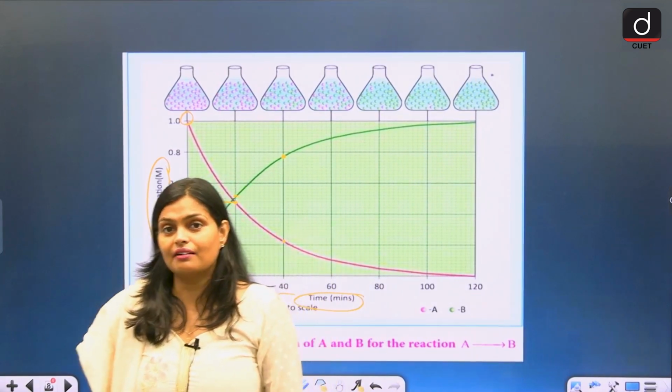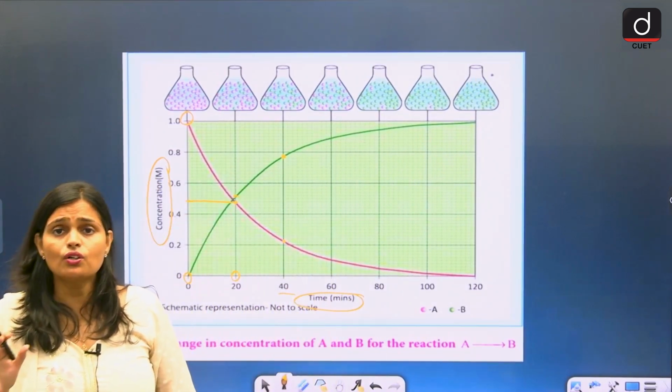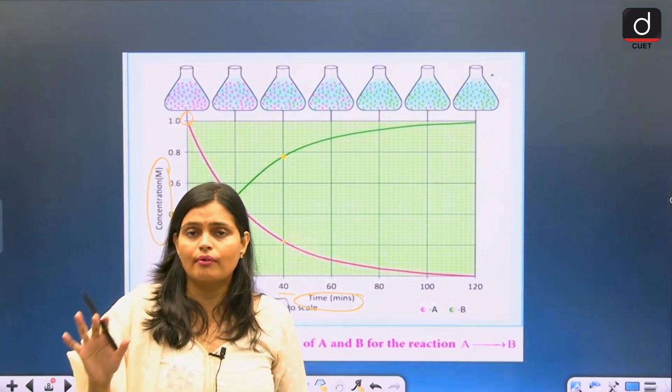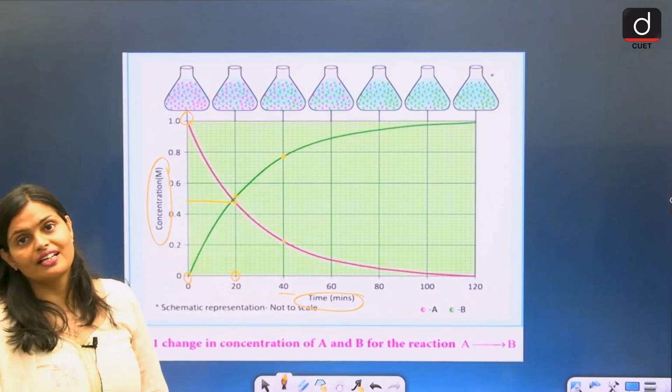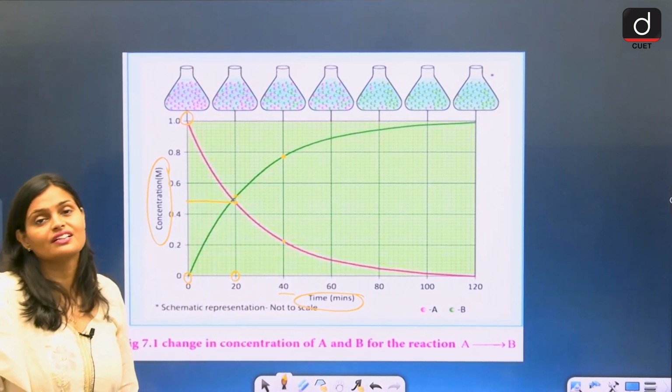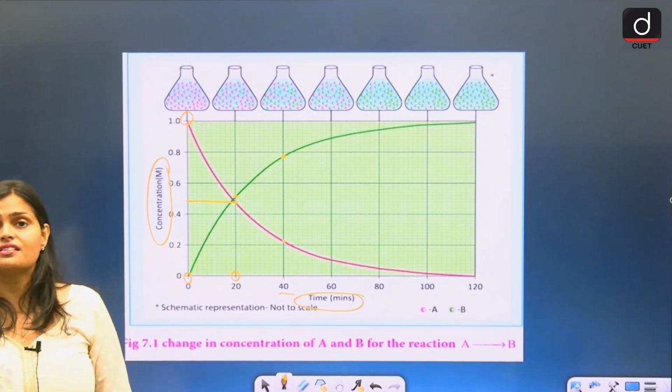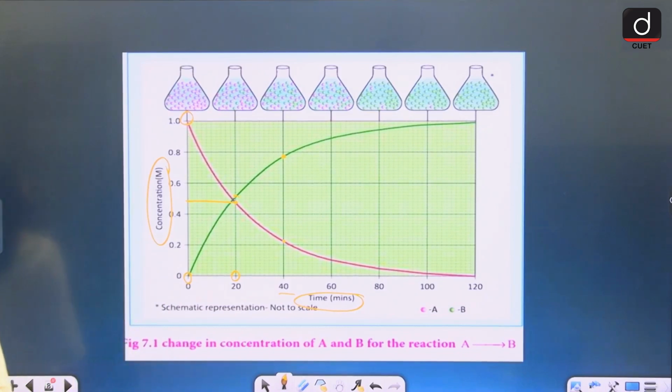So that means the concentration changes, the product and the reactant concentration changes. This is what we can say is the rate of chemical reaction. This is how you can define the rate of chemical reaction.